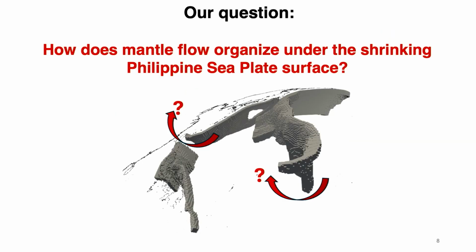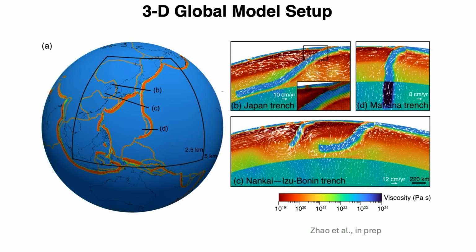So here, our goal is to understand how the mantle flow is organized beneath this shrinking Philippine Sea Plate surface, and not only this, but also to understand the mechanism that drives the mantle flow pathway. So we build 3D global geodynamic models, embedded with realistic slab geometry, lithosphere, and mantle structures, aiming to represent the Earth as closely as we can.